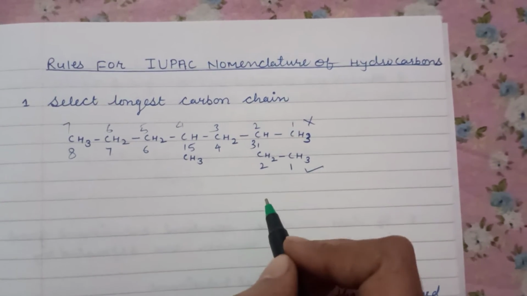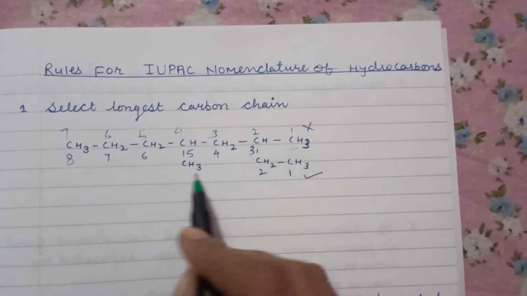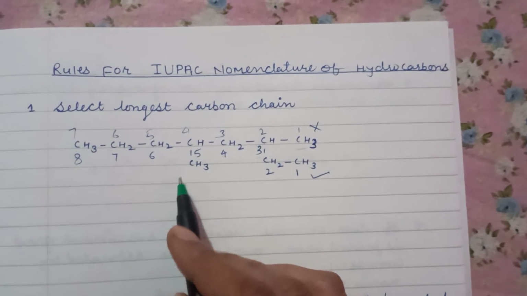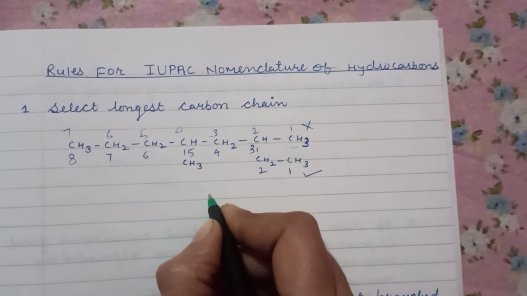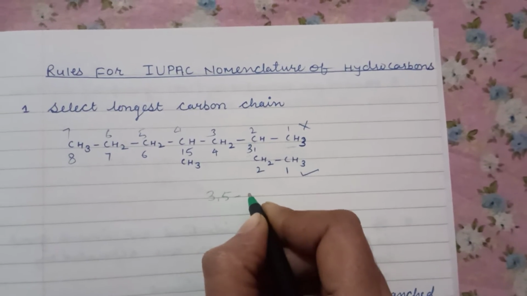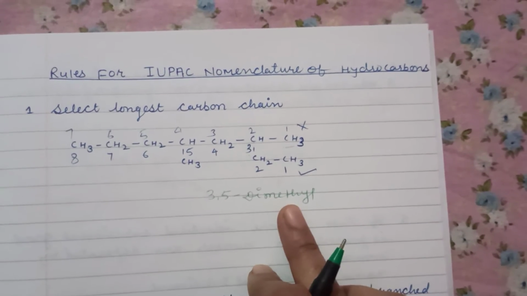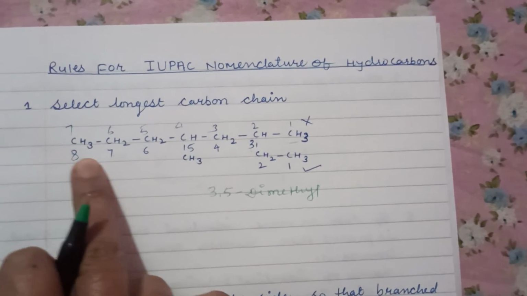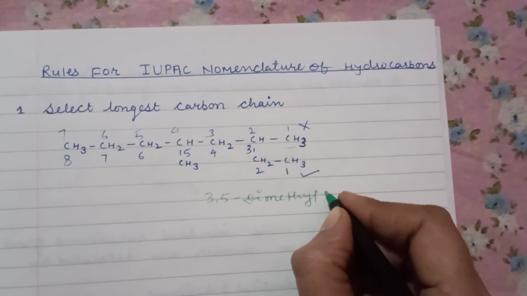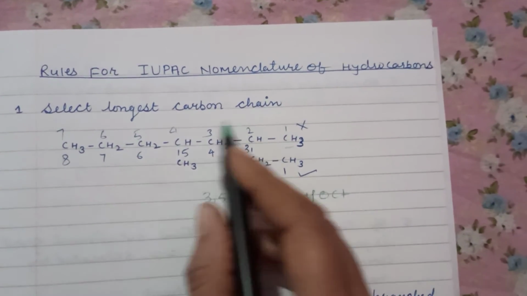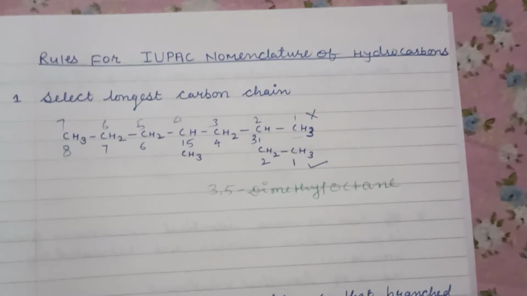The name of this compound will be: third number carbon has methyl group, and 5 number carbon also has methyl group. So name will be 3,5 dimethyl. This is substituent I used. And how many carbons are there in this parent chain? 8 carbon. For 8 carbon we use oct, and there is no double bond in this compound, so I have written ane. Okay, so this will be name of this compound.